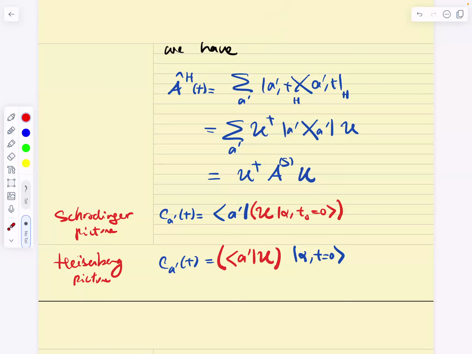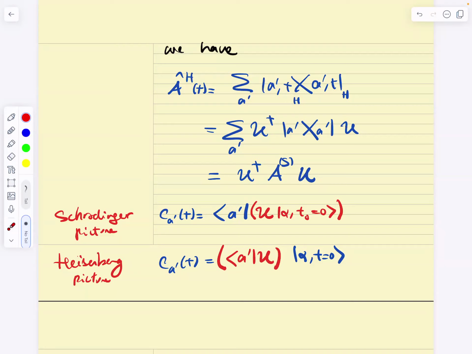So I'm going to take the dagger. How do I take the dagger of this? You basically reverse the order and take the dagger of them term by term. So this becomes U, bring it here, take the dagger. Then the second one in the middle, take the dagger. This guy comes at the last, and U dagger, U. But because A was Hermitian, you end up with this. So of course, you learn that observables remain observables. That's a sanity check.